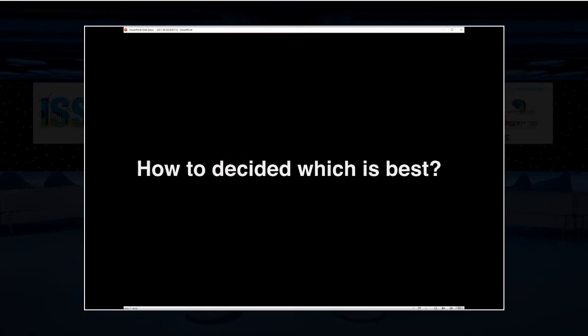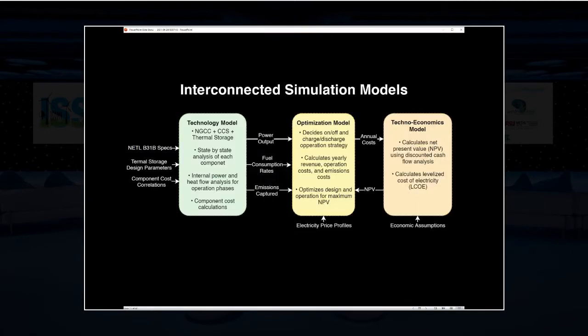So how do we decide which of these technologies is best? My team and I have developed a three-pronged integrated modeling approach that has a technology model that represents the actual thermal components of each of these systems to evaluate them at different operation modes. We then have an optimization and operation model that decides when these power plants would turn on and turn off, and when the thermal storage would charge and discharge based on input electricity demand and price profiles. And then we have an economics model that calculates the profits for the different technologies and determines which of them can create higher profits and be more beneficial to the grid overall.